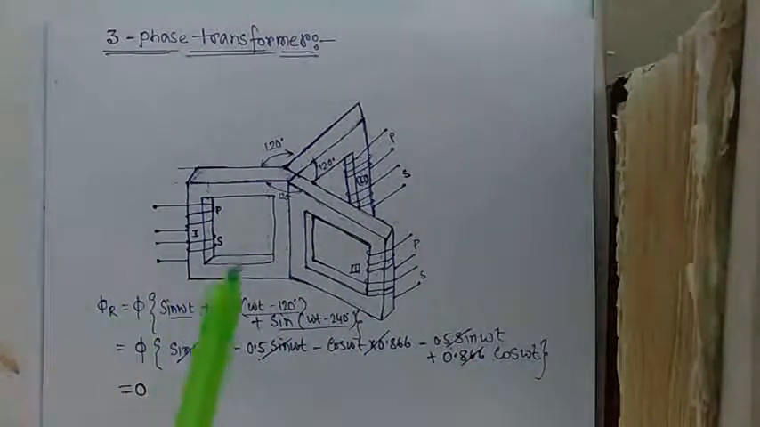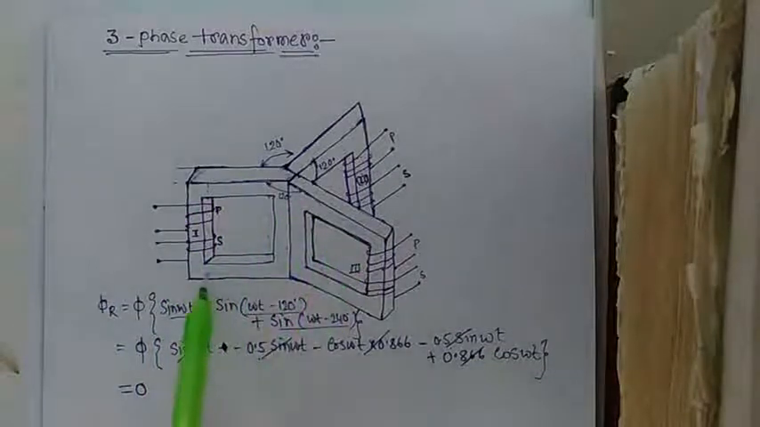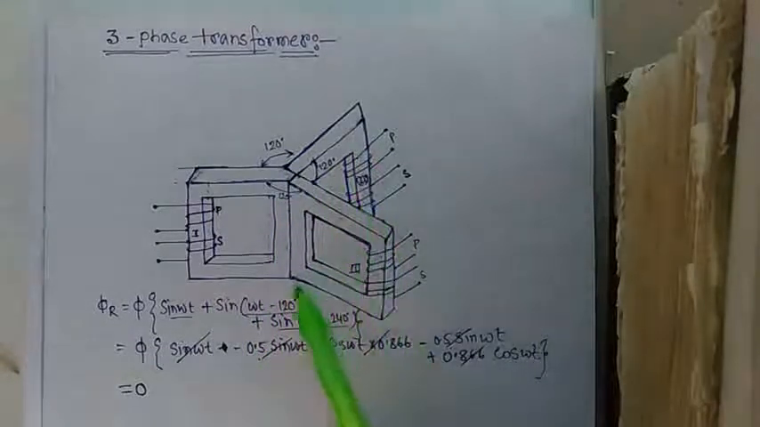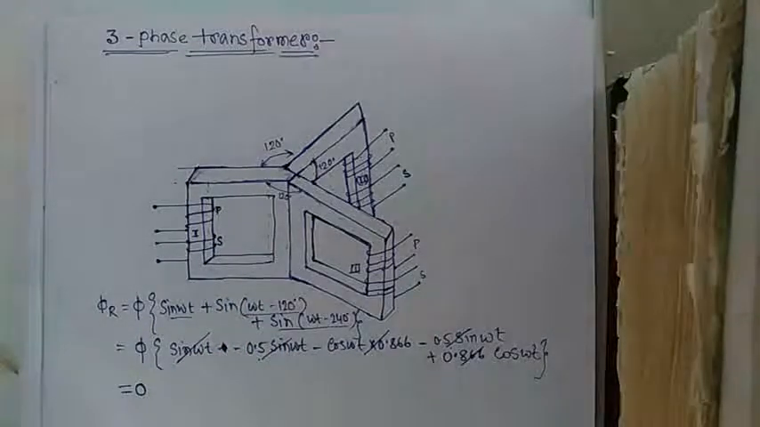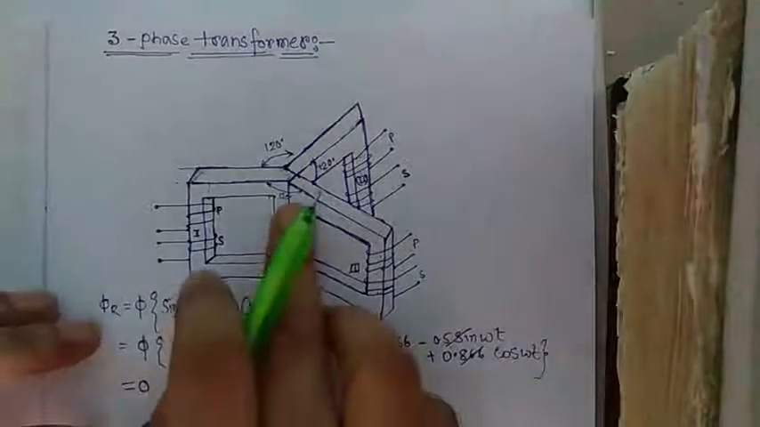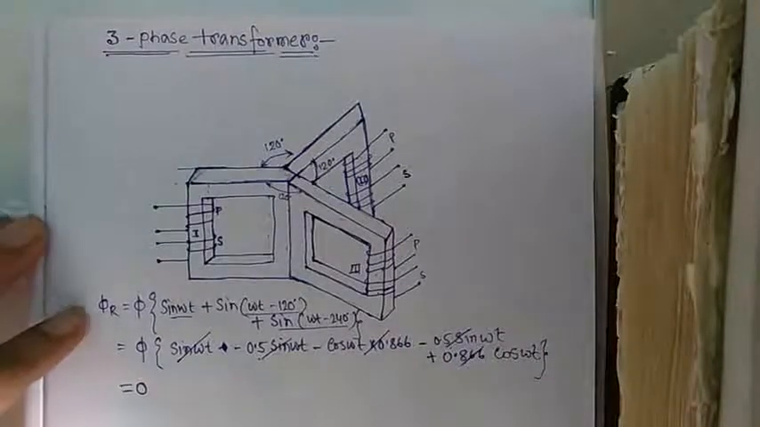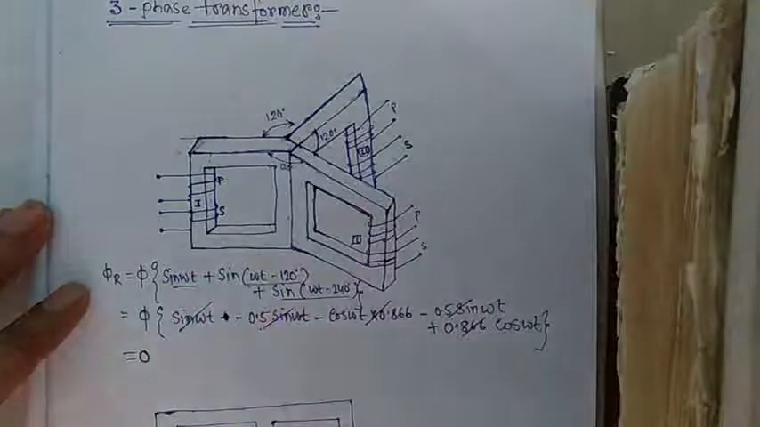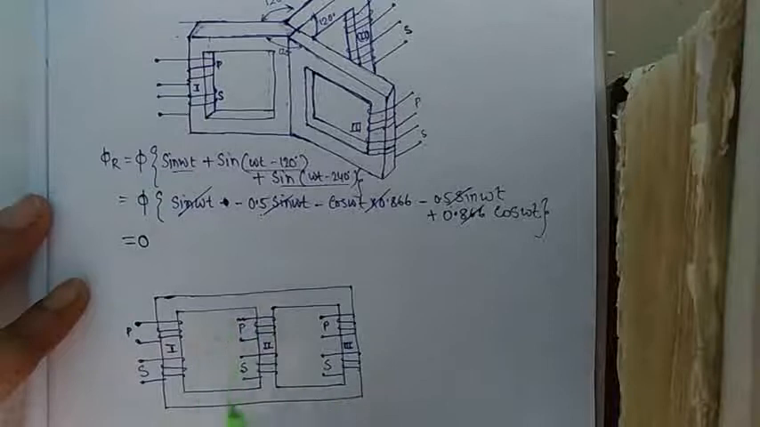So now the transformer looks like this: this is one limb, this is another limb, and this one is another limb. This type of frame construction is very costly as we eliminate the center limb. So we construct the core type three-phase transformer. This is shown in figure number 2.